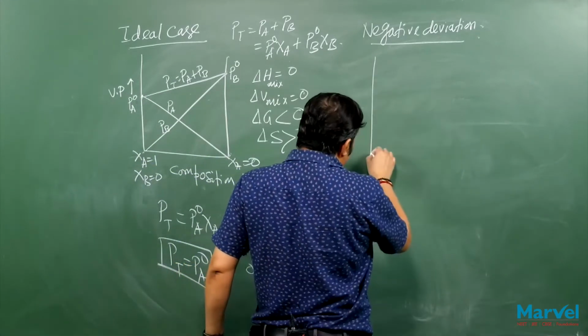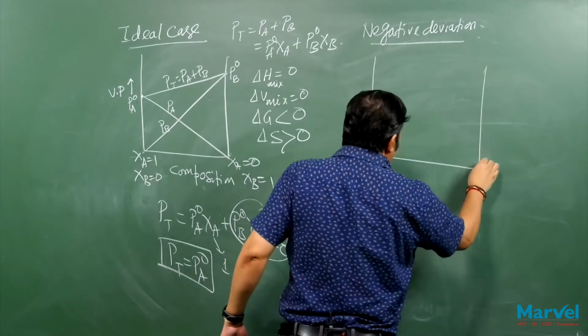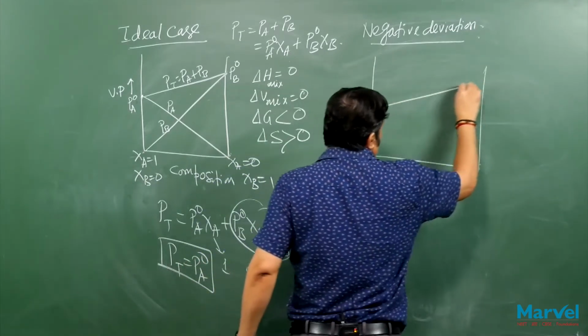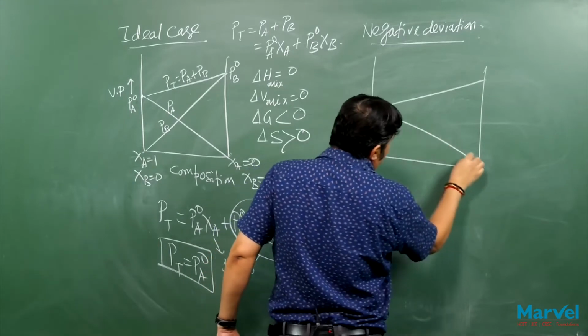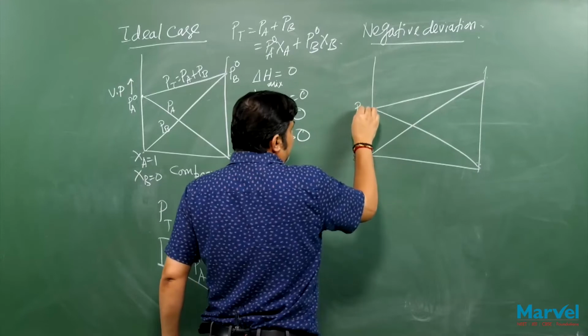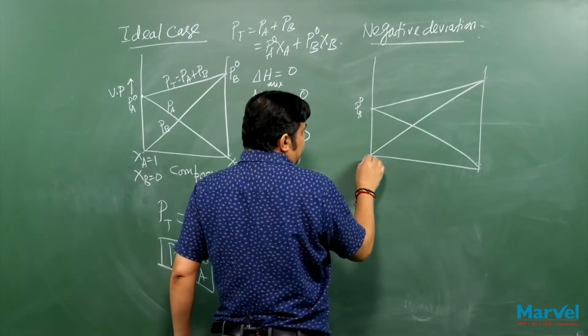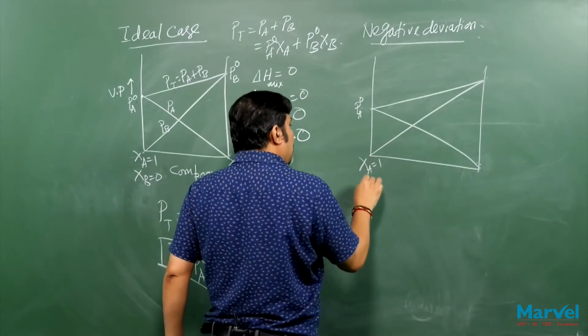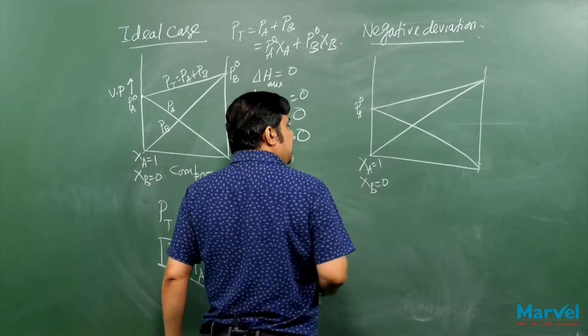And then we are discussing negative deviations. If you look at the negative deviations, in that case, in the same way I am drawing the picture, and here this point is the same PA naught. This is the mole fraction of A equal to 1, and the mole fraction of B in the mixture will be 0.